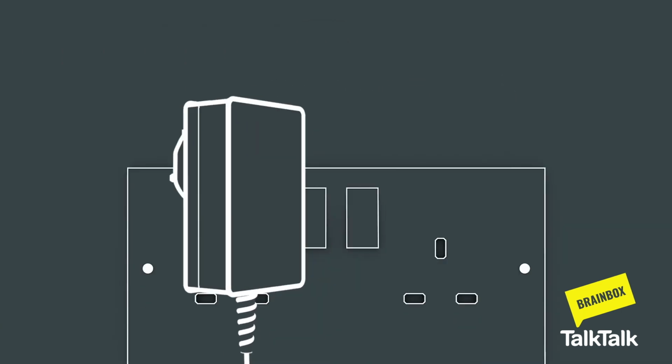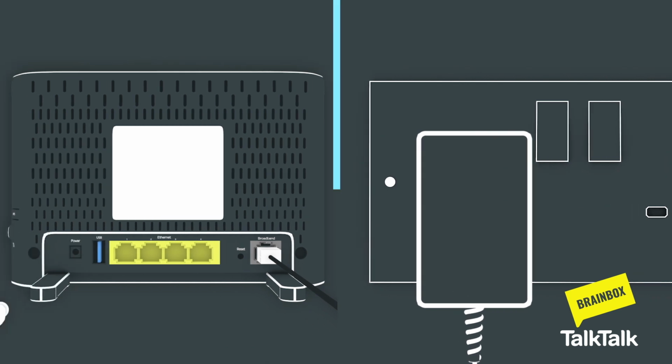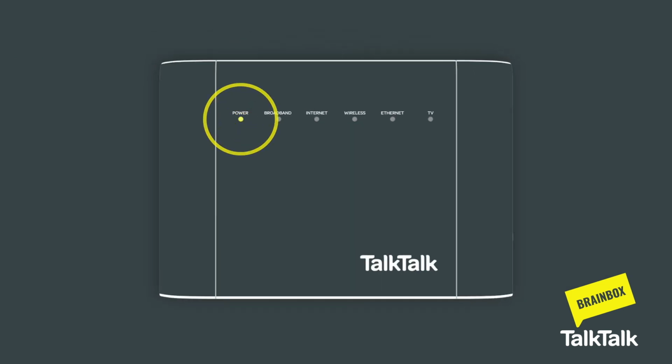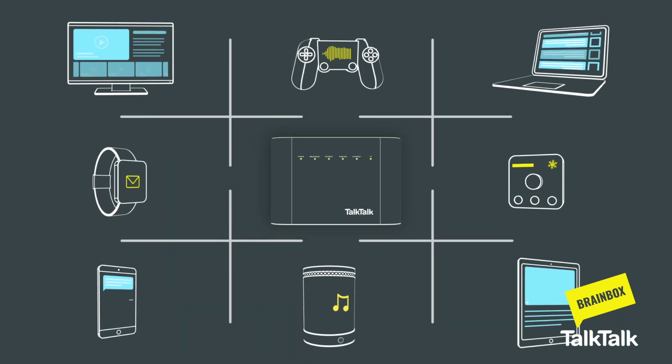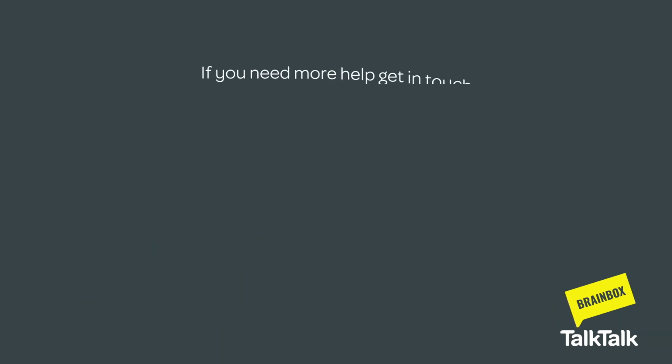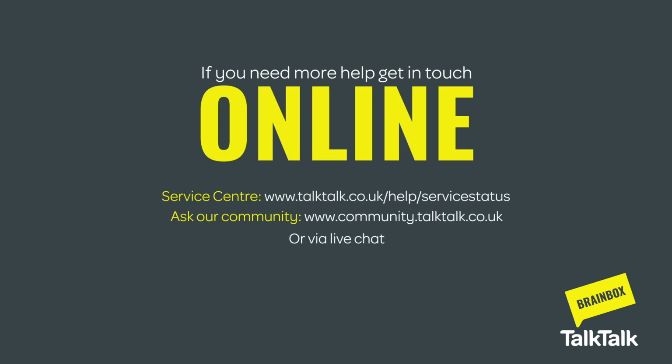Next, plug the power supply into the wall and its cable into your router. Switch on the power socket, then your router, and your power light should now be on. The first time you set up your router, the lights may be red, and it may take 2 or 3 minutes to get going. When everything's working, you should not see any red lights, just green lights which may be flashing or solid. You're now ready to connect your devices. If you need more help, get in touch online.